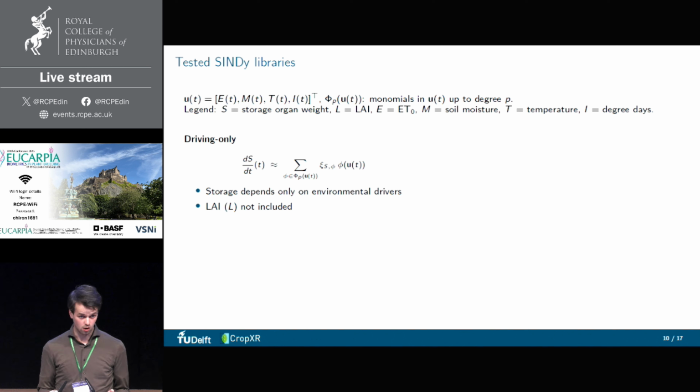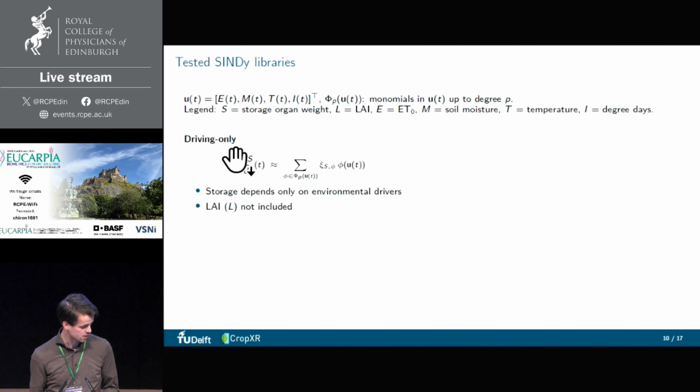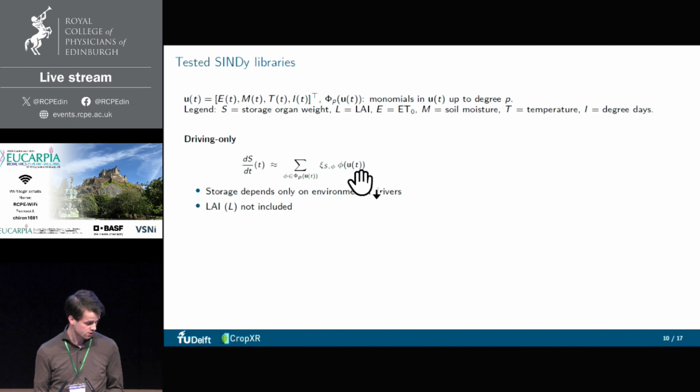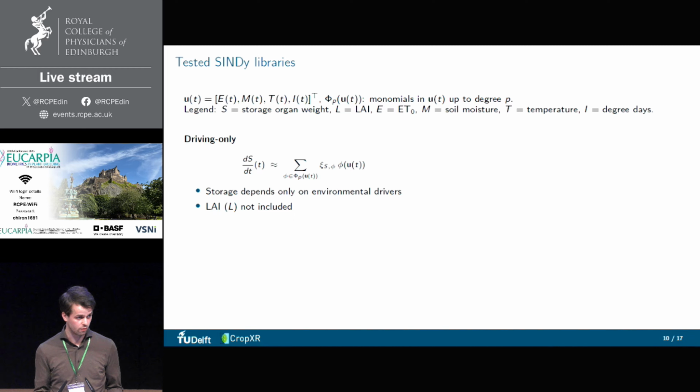And then we select the libraries. Which libraries do we choose to model the functions? We select 3 different libraries. The first one is a driving-only library. We only model the growth rate, the dS/dt, in terms of environmental driver functions, which can be nonlinear. That's denoted by the V function. That's basically a basis function that can be nonlinear in the environmental covariates. But it's also important to note here that it's a linear combination of all the nonlinear functions in the environmental covariates. So the coefficients Xi are still put there as a linear combination.